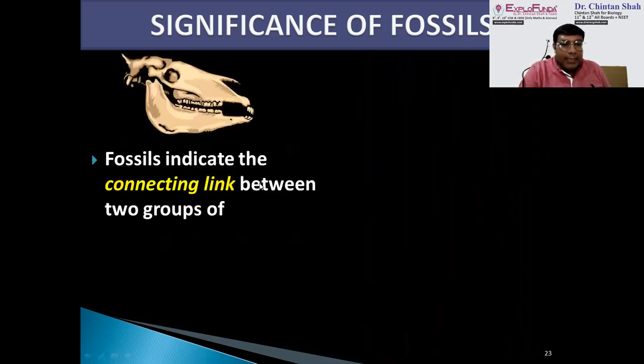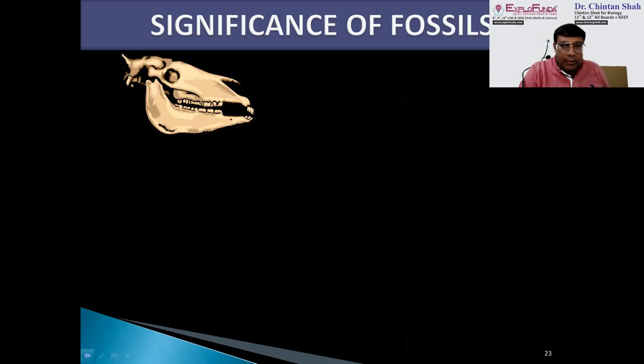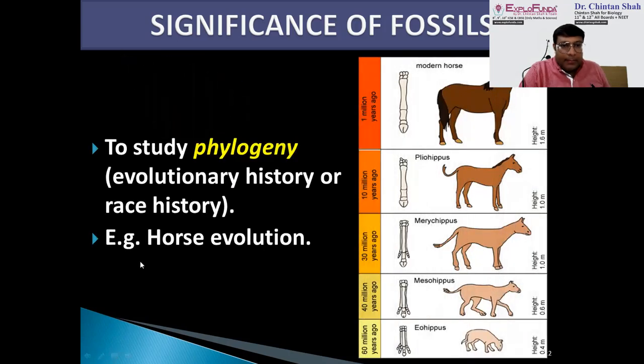The fossils indicate connecting links between two groups of organisms. So that's known as the significance of the fossils. But this is what you get in phylogeny. I told you phylogenic means evolutionary relationships. So that's evolutionary history. So this is known as evidence of a fossil.